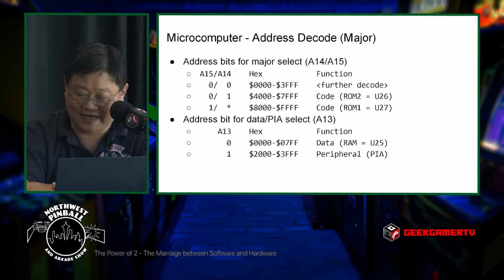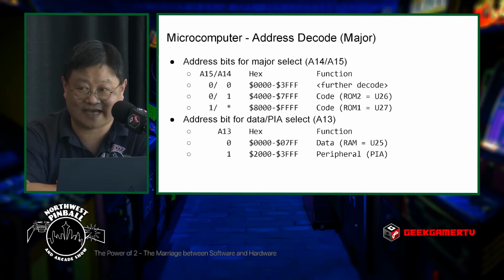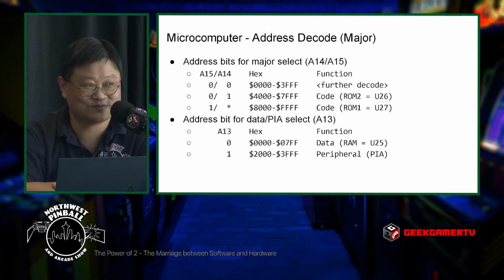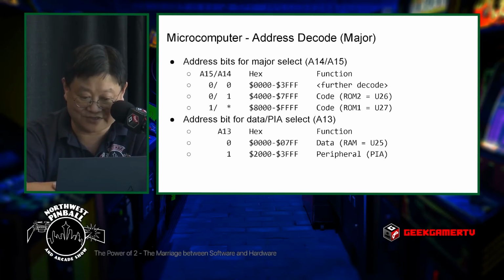In the case of the address map for System 11, it doesn't care what address bit 14 is because it's always 8 and above, which is why there's a star there. If A15 is on, you always get U27, the primary ROM in the system. If A15 is off, it depends on what A14 is as to what you will get. If A14 is on, you get U26, ROM 2. If A14 is off, you get the low 4000, and that is further decode. This is why I call it the major decode. This is the top level of what the address decode does.